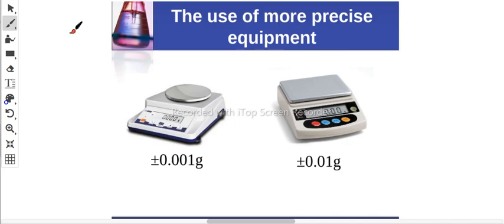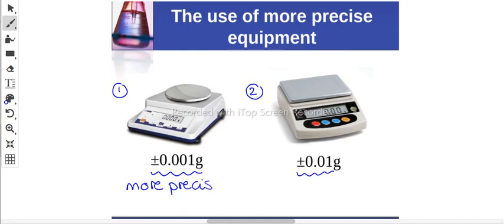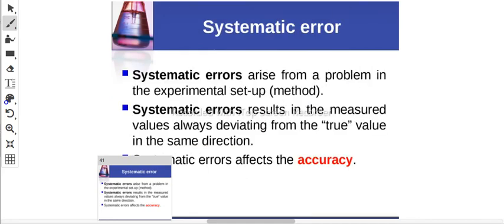Another example here is the use of two different balances. I have balance number 1 and I have the second one. Which one is considered more precise? Definitely the first one is more precise, since the plus minus is 0.001 gram, while the second is plus minus 0.01 gram. So this one is more precise, and this one is less precise. Another time, if you have more decimal places presented, this will give you more precise data and less random errors.